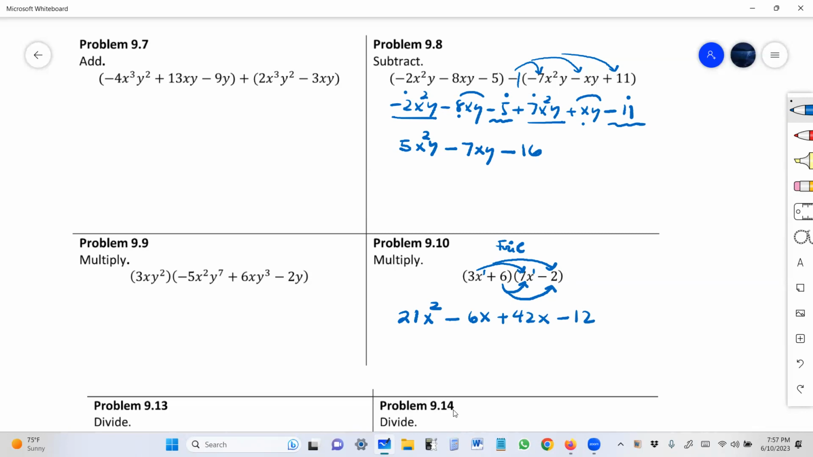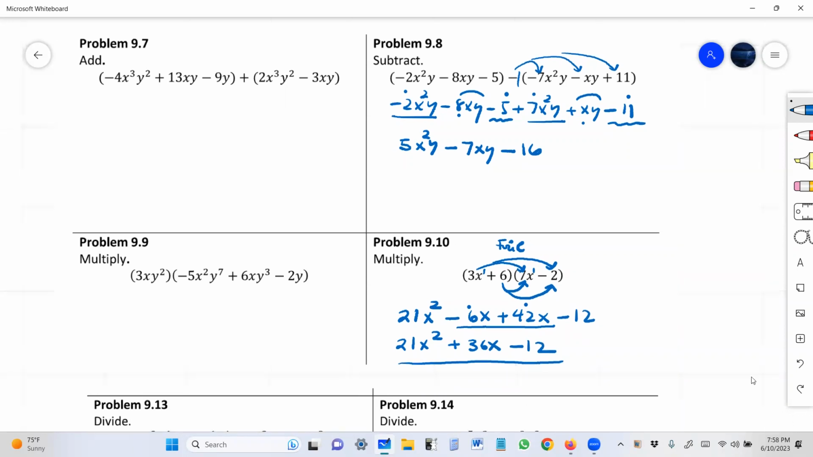Now, at this point, different from problem 9.8, we have to check if there are like terms. We always have to check if there are like terms, and if there are, we have to add them. So the 21x squared is unique. These two are like terms that are underlined. So we combine the minus 6 and the positive 42, which is 36x, and then the minus 12. So the final answer for this one is 21x squared plus 36x minus 12.